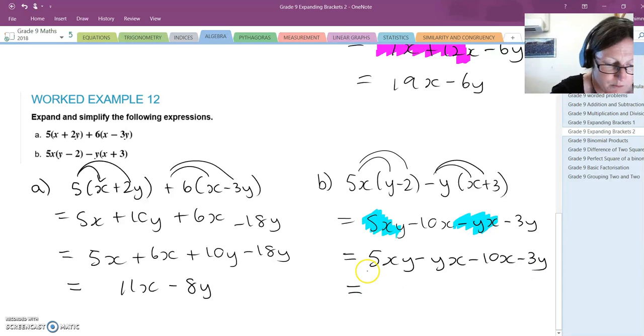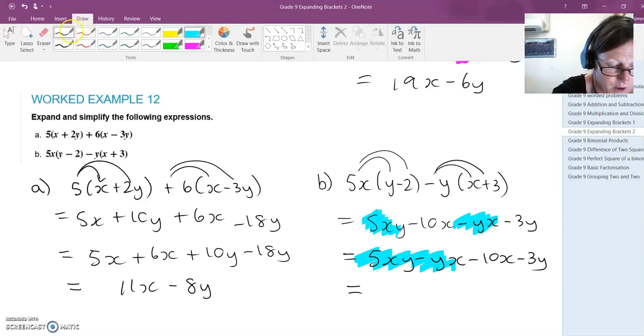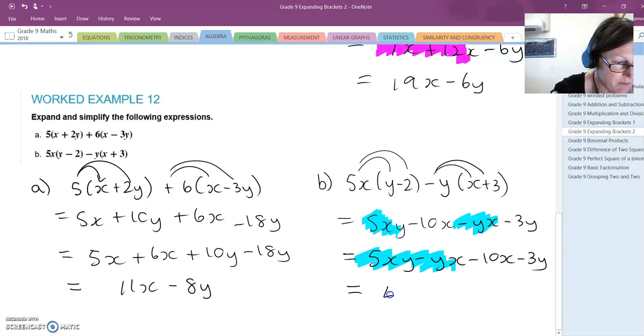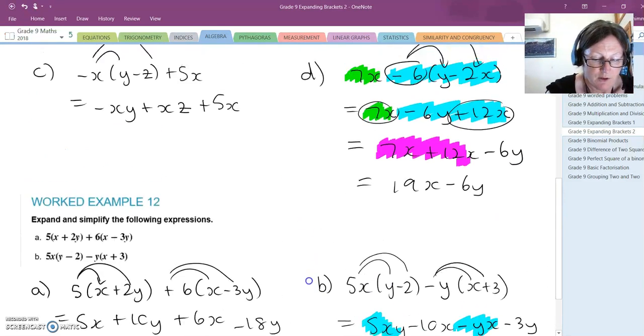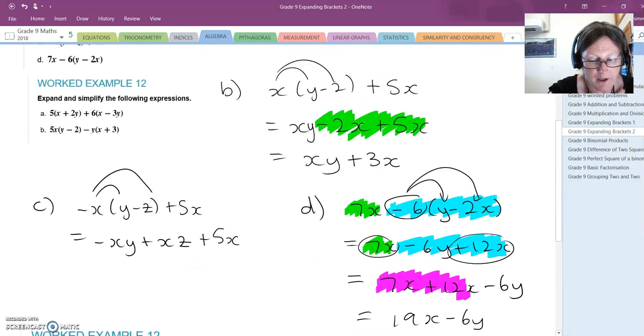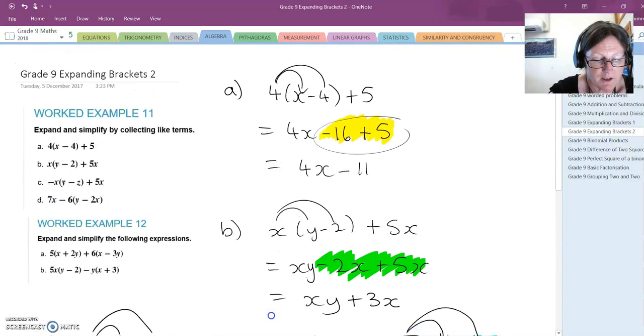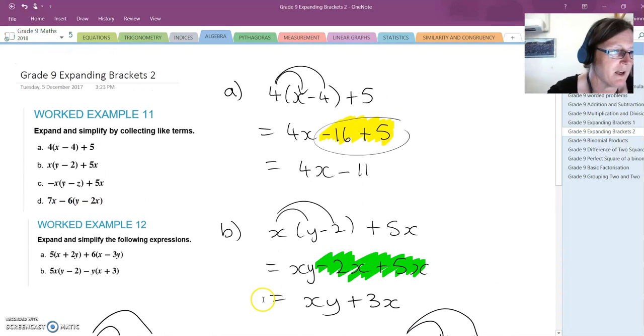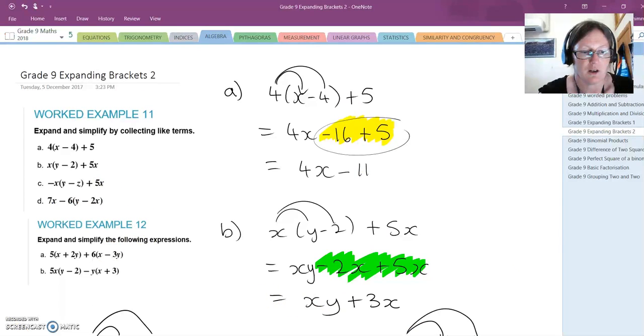Combining my like terms. So here's my like terms. I'll combine them. So I've got 5xy subtract yx gives me 4xy, and then I subtract 10x and subtract 3y. So a bit more complicated bracket expansions in worked example 11 and 12, but remembering expand the brackets and then collect your like terms.